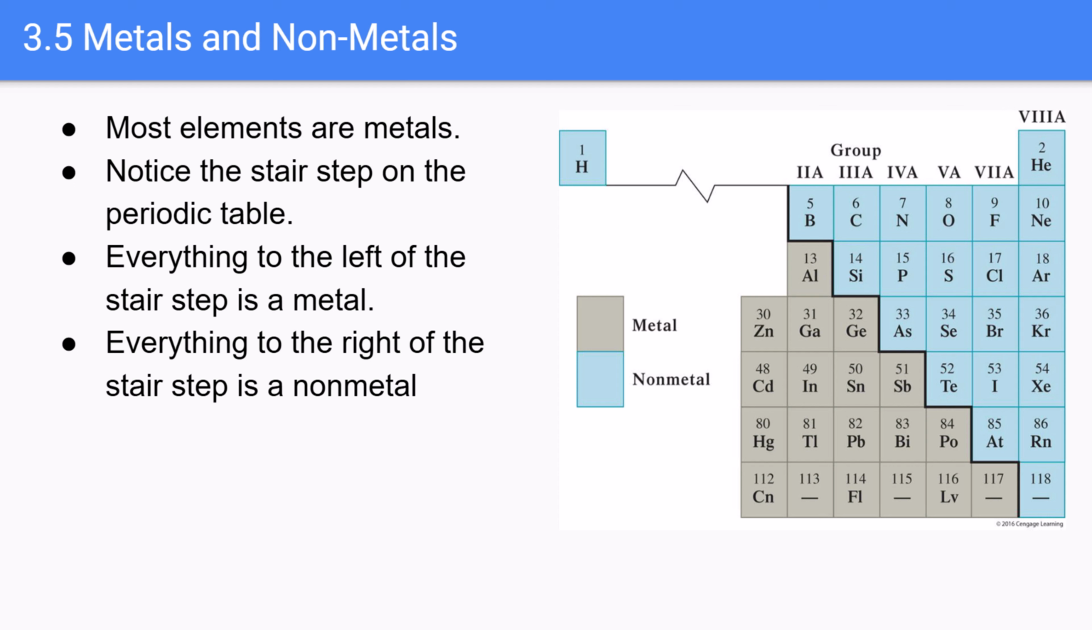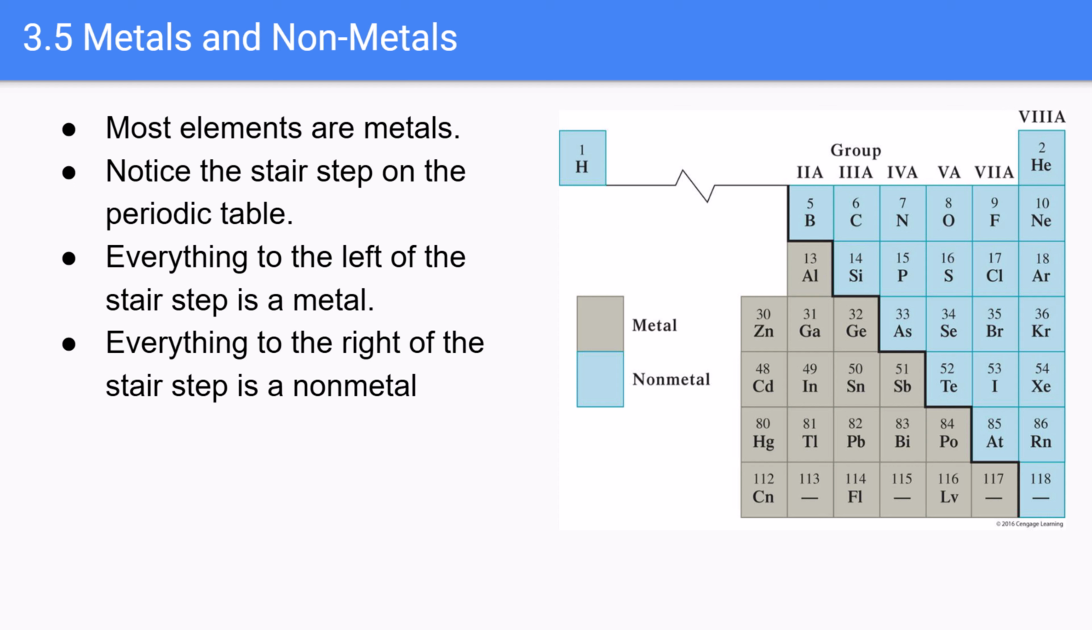Now, most elements on the periodic table are metals, and what I'd like you to do is notice the stair step that's on the periodic table. If you've not done so, go ahead and draw the stair step on your periodic table, starting at just to the left of boron, and just work a stair step down the periodic table until you get to the very end.